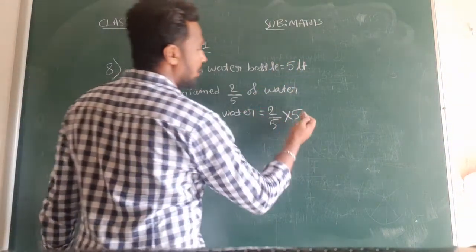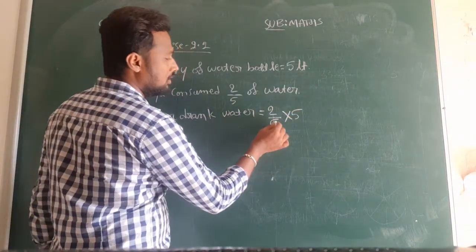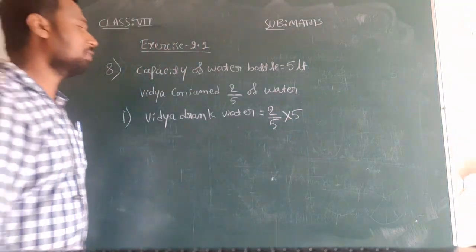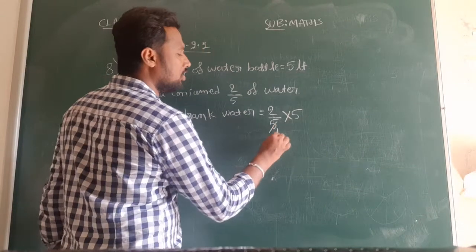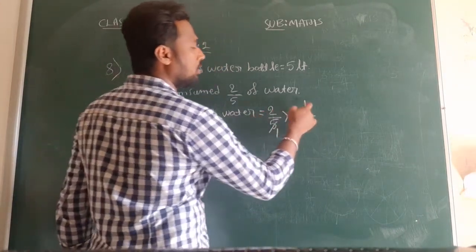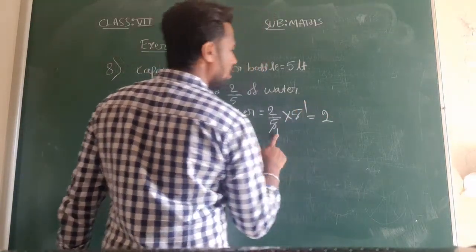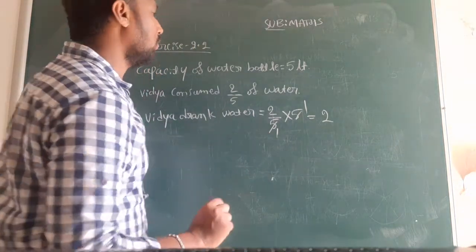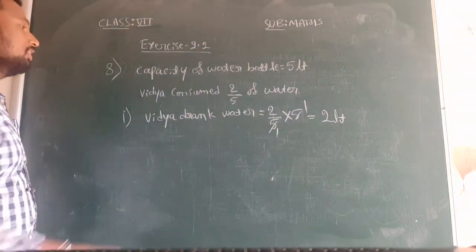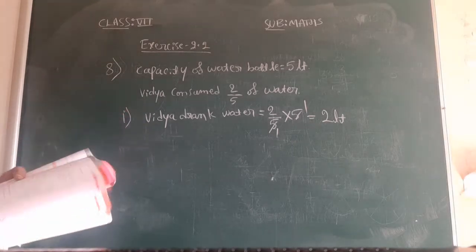Now first you can multiply, then divide, or directly first divide, then multiply. Here in the numerator we have 2 and 5, and in the denominator we have 5. So here we can divide the denominator and numerator. 5 ones are 5, 5 ones are 5, and you can see here 2 into 1. We have to multiply now. 2 into 1 means 2, and in the denominator we have 1, so no need to write that. So 2 liters of water was drunk by Vidya. This is the answer for the first question.